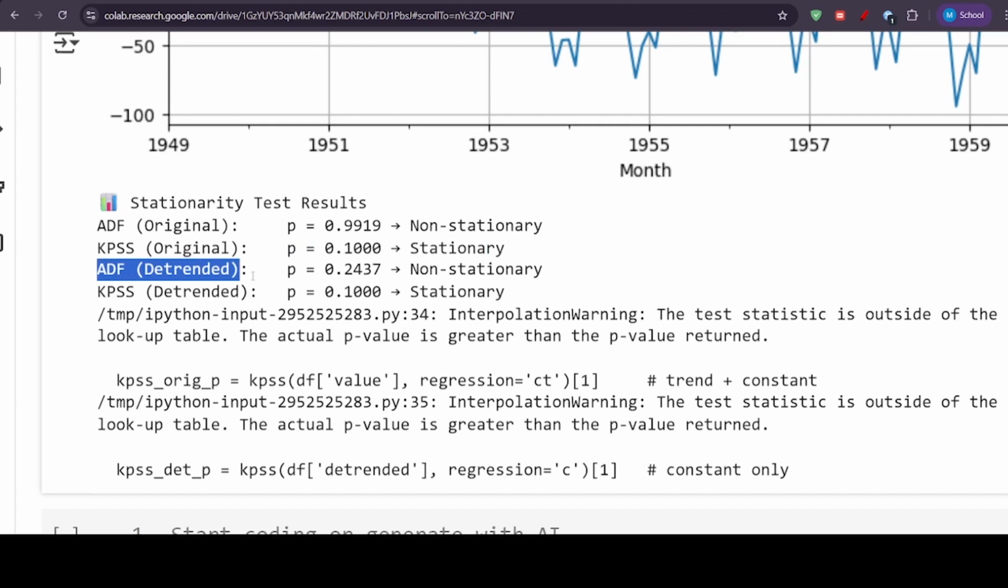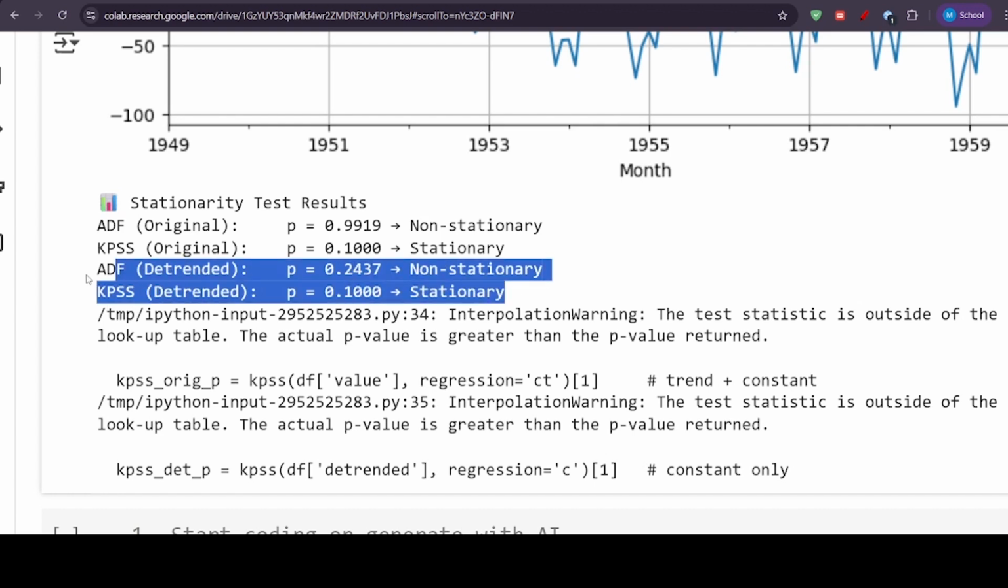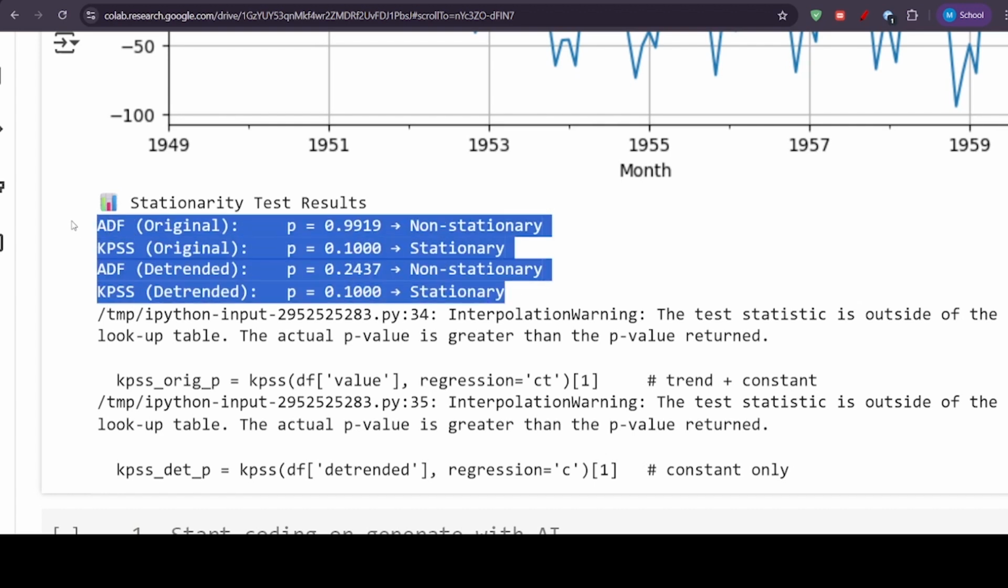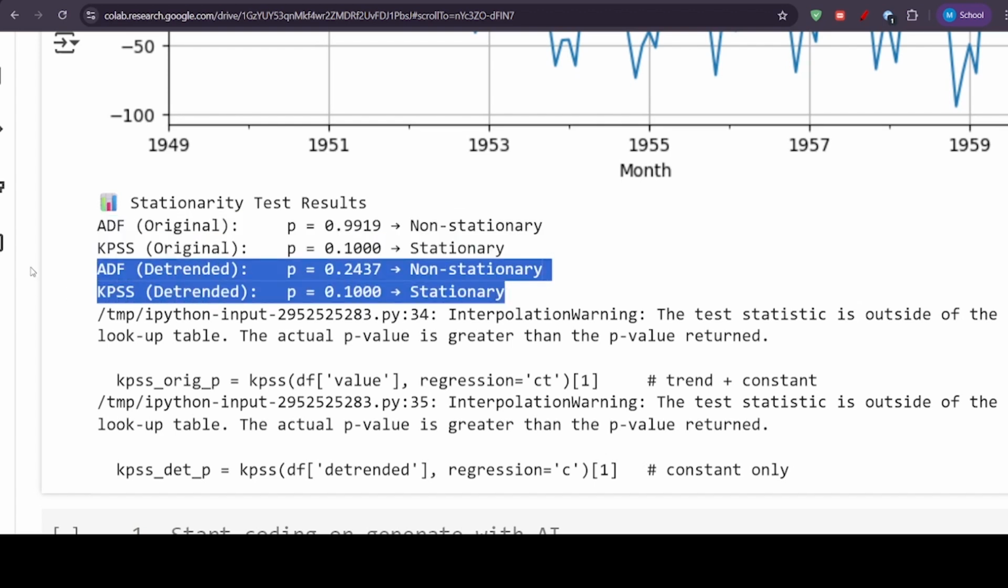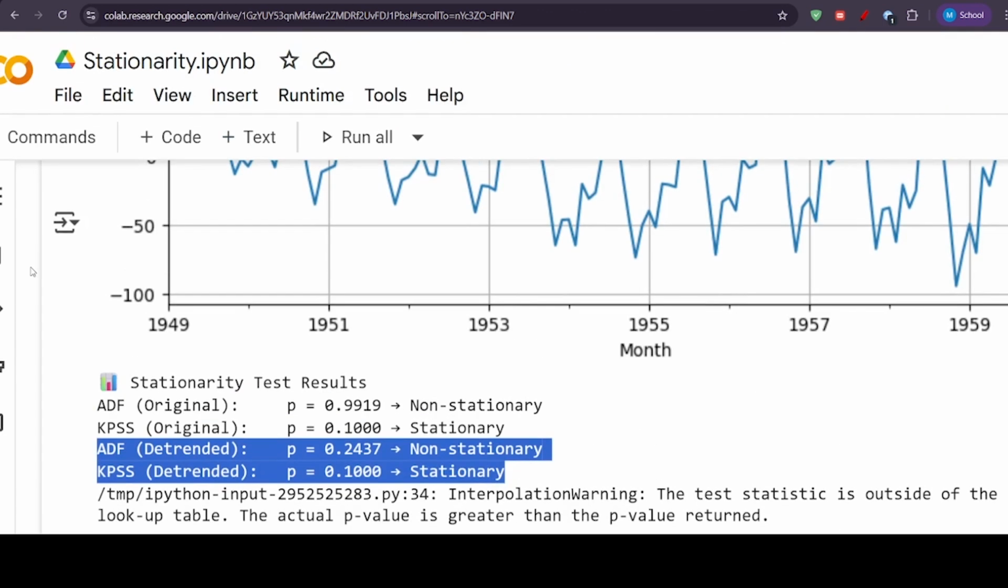Now for ADF, what we are doing is detrending it and then testing it. Again ADF is saying it is non-stationary, but KPSS is saying it is stationary. So here again, like earlier, we are getting different opinions. So just detrending will not work. Maybe you have to do differencing also.